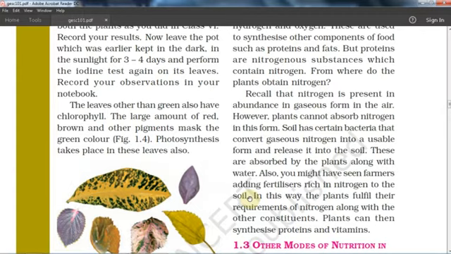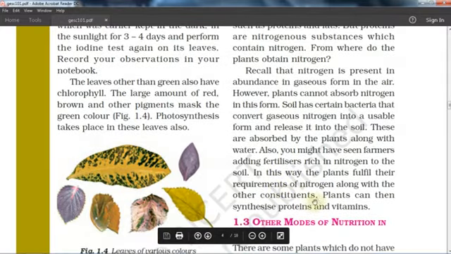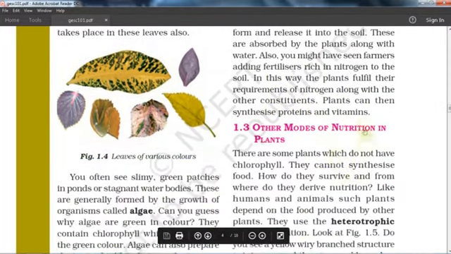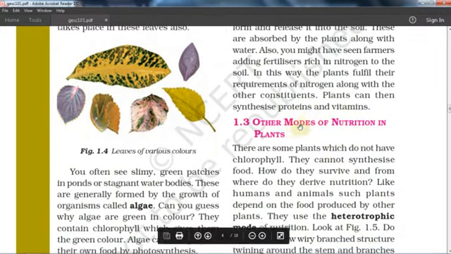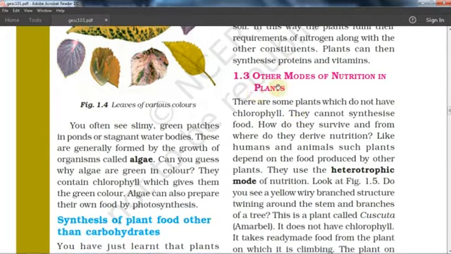Students, nitrogen is a very essential element for all plants to grow. So in this way, the plants fulfill their requirement of nitrogen along with the other constituents. So the plant can then synthesize proteins and vitamins. Now, other modes of nutrition in plants. What are those other modes?